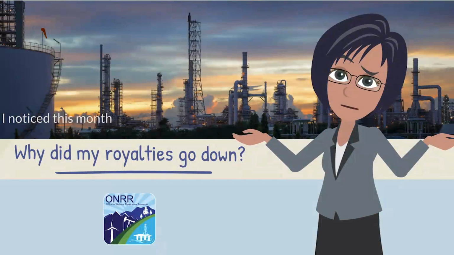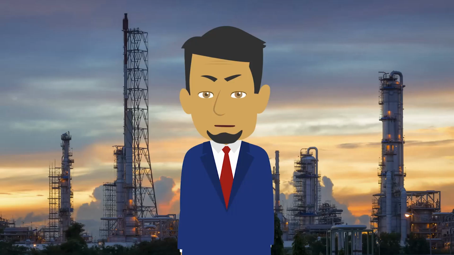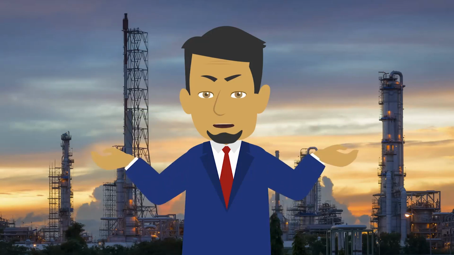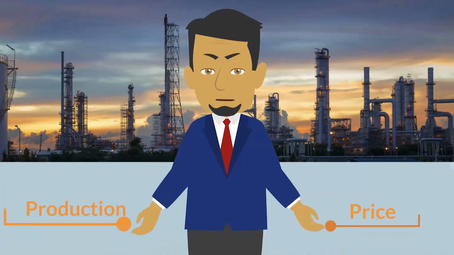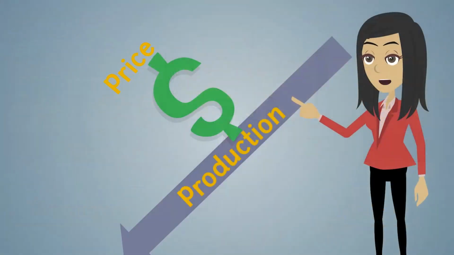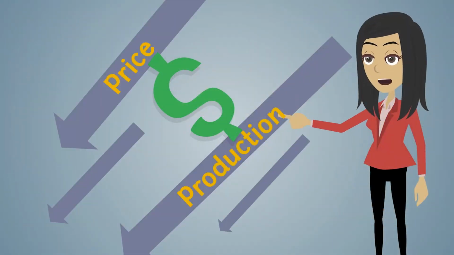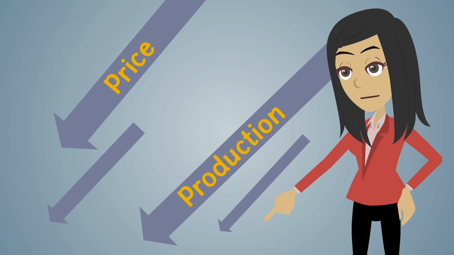I noticed this month's royalties were lower than last month. What happened? There are many reasons royalties can go down. Two main reasons royalties decrease are based on well production and market price. If the production decreases and/or the price of the product decreases, this will cause a decrease in royalties.